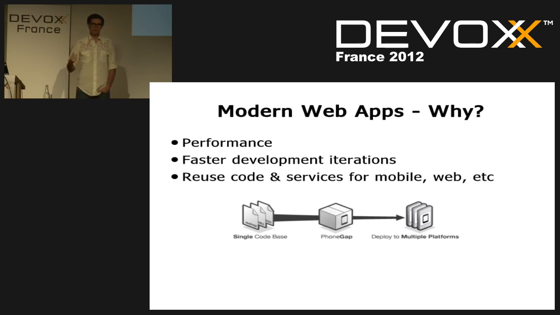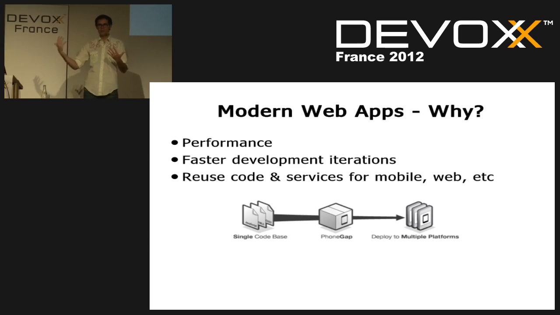So now what we're beginning to do is actually split out our client side from our server side into two distinct pieces, which means that two different teams can iterate in parallel on the client side and on the server side, and the connection between the two is RESTful interfaces, which we'll talk about later. So faster development iterations is a big thing as well.